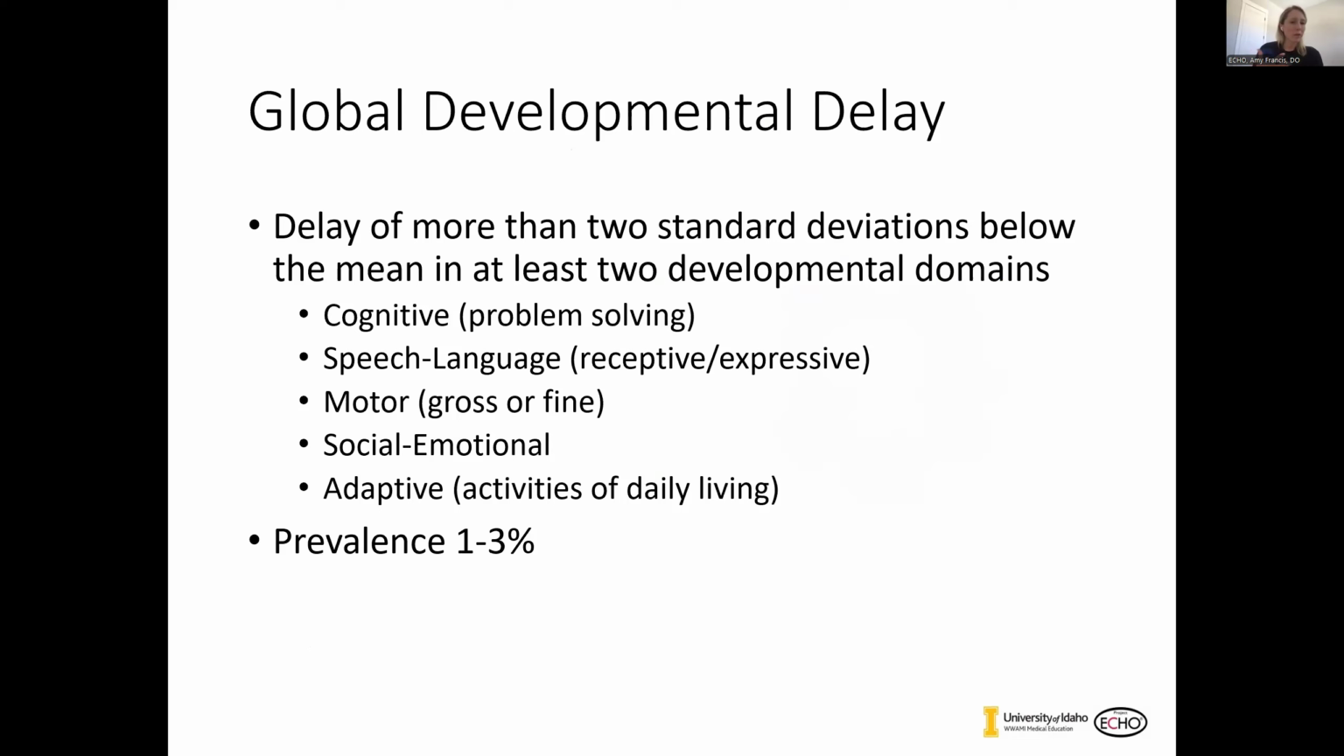So we want to look at the 5 areas of development: cognitive functioning, so problem-solving ability, speech language, receptive and expressive, motor, so gross and fine, social emotional, and adaptive, or activities of daily living. So when children have delays in 2 or more areas in those 5 categories, and 2 standard deviations below the mean, that's when they meet the criteria for global developmental delay. The prevalence is pretty high, so it's 1 to 3% of children. Next slide.